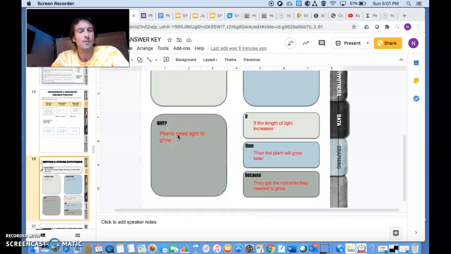So what forms our because statement? In other words, a hypothesis is an educated guess. What makes it educated? Well, it has to do with your own background. What are you educated in that allowed you to make this hypothesis, to make this prediction? Well, you know that plants need light to grow. So that sort of is related to your because statement. So here you go. If the length of light increases, then the plant will grow taller, right? If your independent variable, then your dependent variable, and your because, well, we know something about plants, right? We can link it to that.